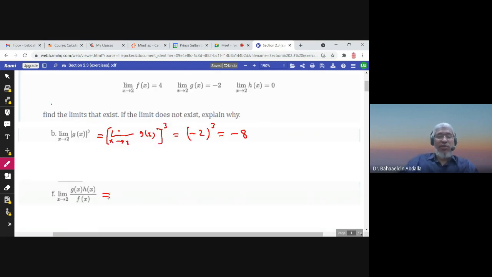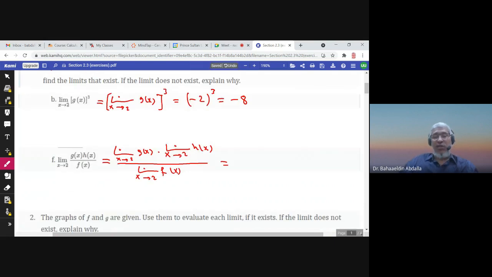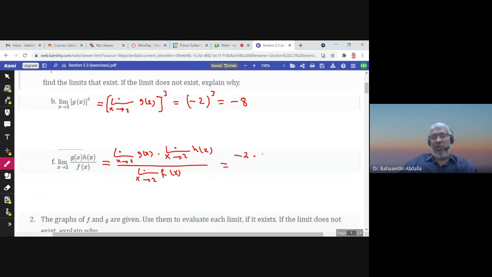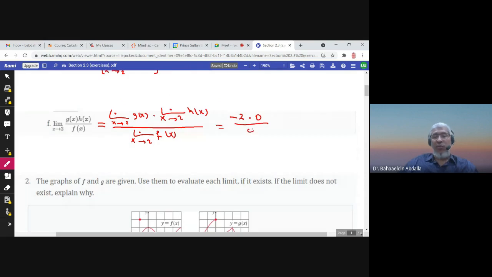Also, we can distribute the limit as we have seen from the properties of the limits. So we can write it limit g of x times limit h of x over limit f of x, all when x approaches 2. Limit g is given, it is -2. Limit h is given 0. And limit f of x is 4. So the answer is 0.